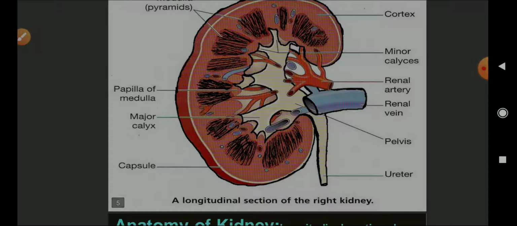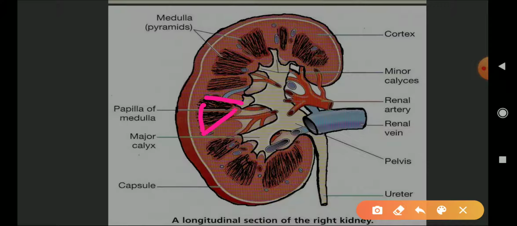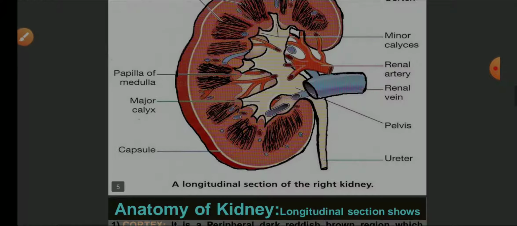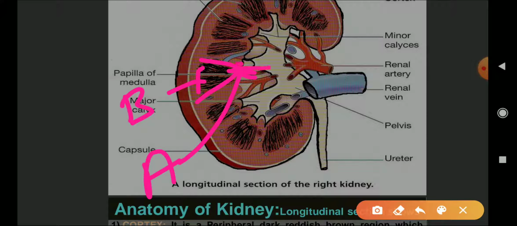So let us see here. I am taking one pyramid. This is the base, this part is the apex, and the apex is ending with the renal papillae, and these papillae are opening into minor calyces. Minor calyces unite together to form major calyces. Can you see here? Yes, these are the minor calyces.